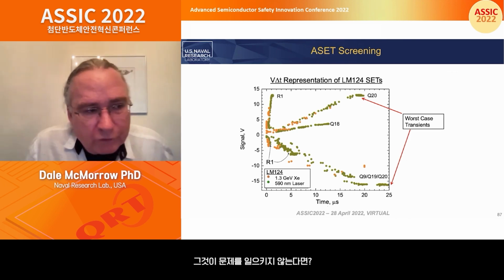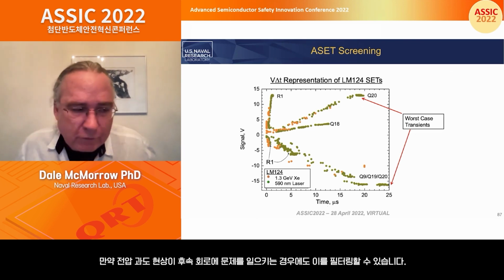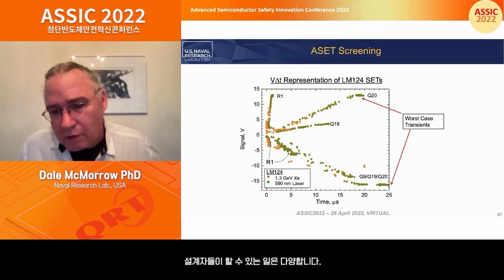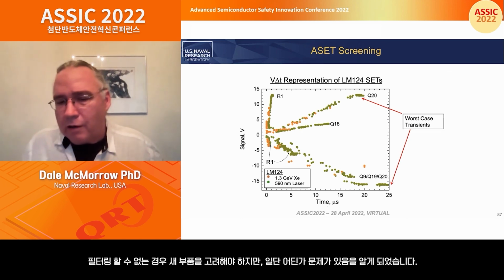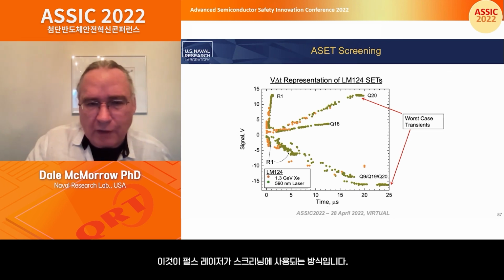And if it's something that doesn't cause a problem, they're good. If the transients are causing problems downstream, then they can filter them. There are various things they can do. If they can't filter them, they might have to get a new part. But basically, it notifies them that there's a problem. And so that's how this is used.